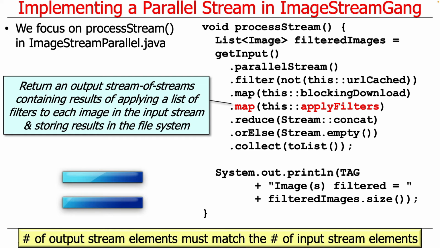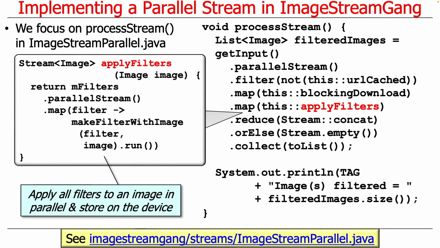So we're going to have the same number of output stream elements as input stream elements, except that's not really what we want. We really want this thing flattened, and that's what reduce is going to do. So here's what applyFilters does. It takes an image, and for that image, it goes through the list of filters and turns them into a parallel stream. Remember, filters are like grayscale, sepia, tint, emboss, whatever. For each of those image filters, it's going to apply the filter on the image in parallel.